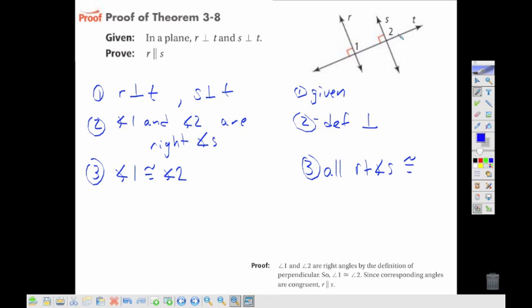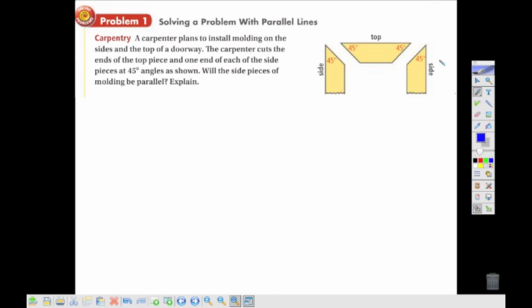If we now look at the position where angle 1 and 2 are, notice they are corresponding angles, and if corresponding angles are congruent, then our lines are parallel. So we'll write that as, looking at our picture, R is parallel to S.